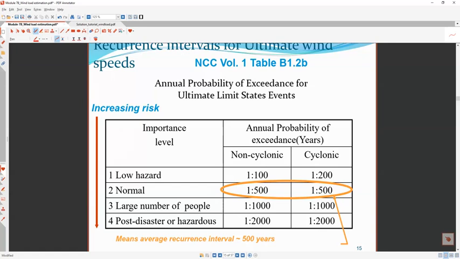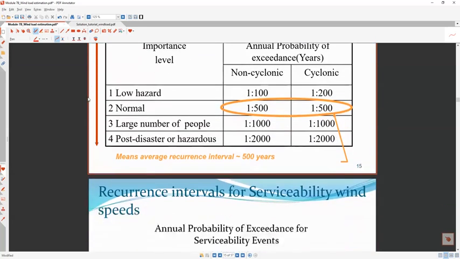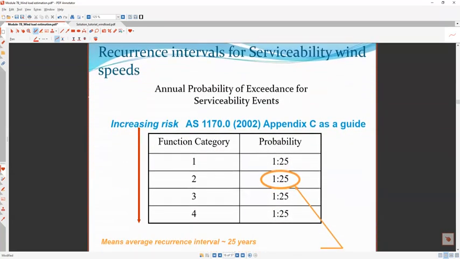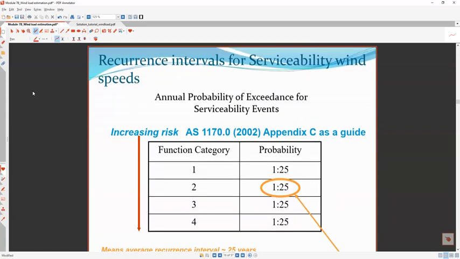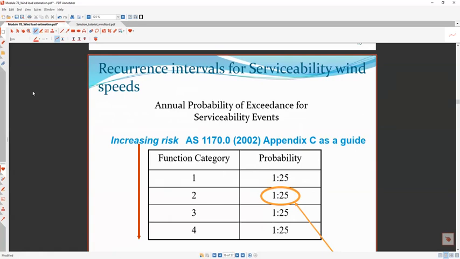Okay, so this is an important thing to think about. We are estimating the importance level of the structure. Once you know the importance level, then you decide the annual probability of exceedance. And if you look at serviceability, it's not that critical. Usually we take 25 years. Why is it very low for serviceability? Any thought? So why is it so low?